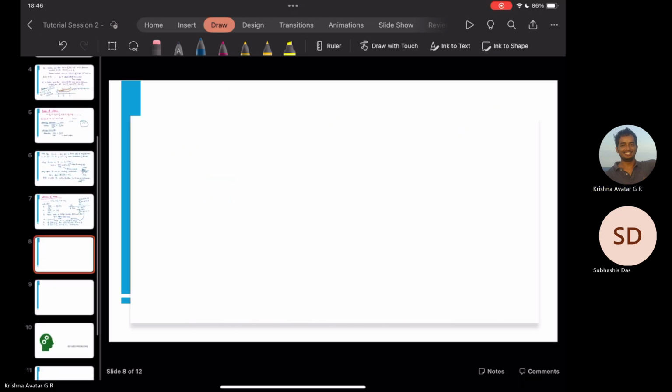Okay. So now let's try to again revise something called the vector representation of sequences.